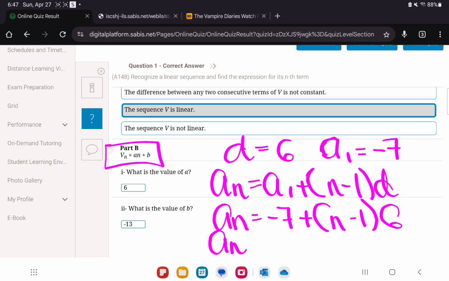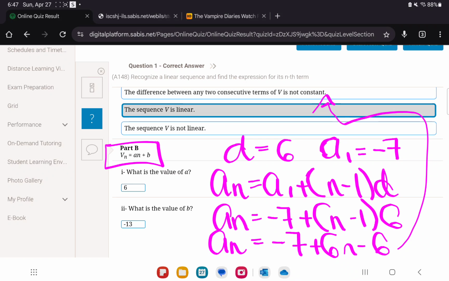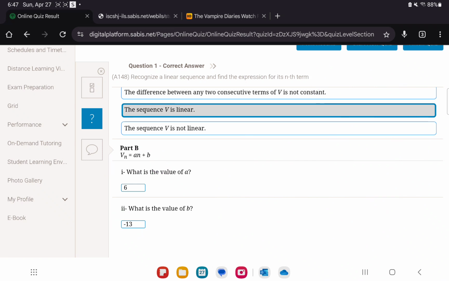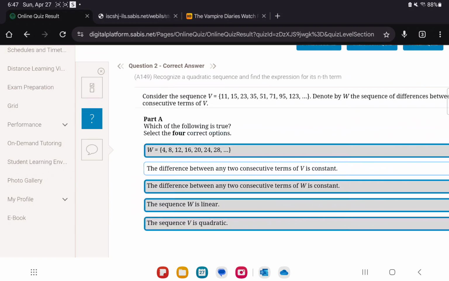Now, multiply the 6 into the brackets, it becomes -7 plus 6n minus 6. -6 minus 7 is -13, so it becomes 6n minus 13. Here they give you the equation in the form an plus b, so we have to add the -13 when we're putting b. Okay, that's it. We already took this last year, so it shouldn't be hard.